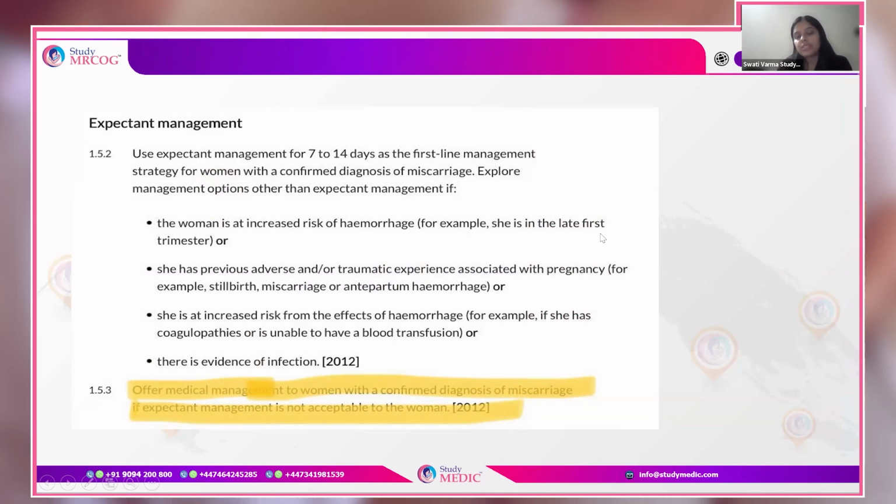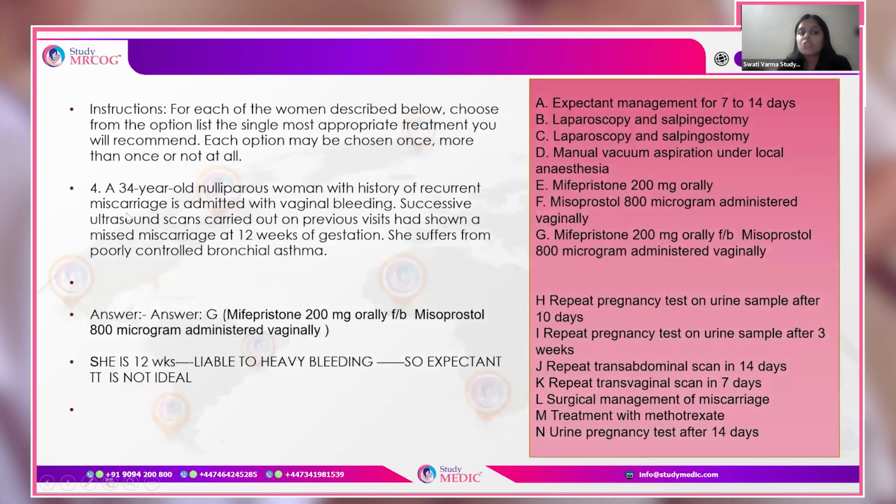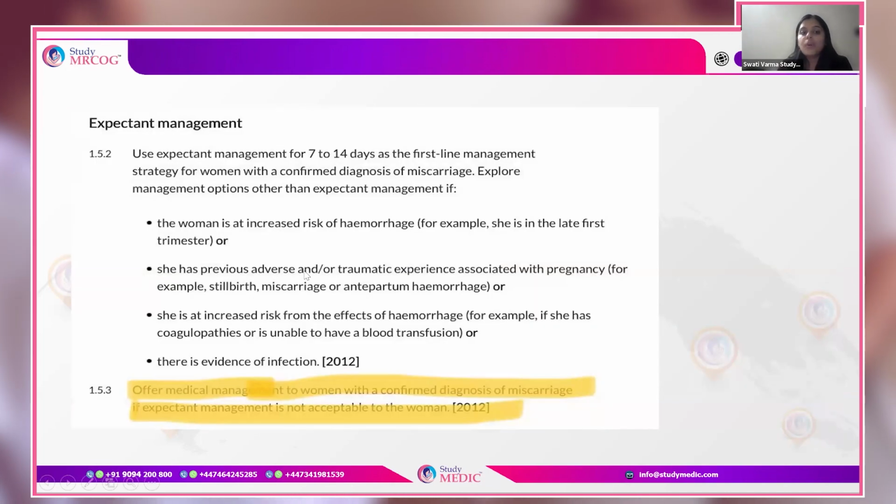Okay. So use expectant as first line and explore options other than expectant management if she is at increased risk of hemorrhage, like she is in late first trimester here, or previous adverse or traumatic experience like previous stillbirth, miscarriage, or APH. Here again, this is also present, history of recurrent miscarriage. So here 2 factors are present which contraindicate expectant management: late first trimester, and previous history of recurrent miscarriage.